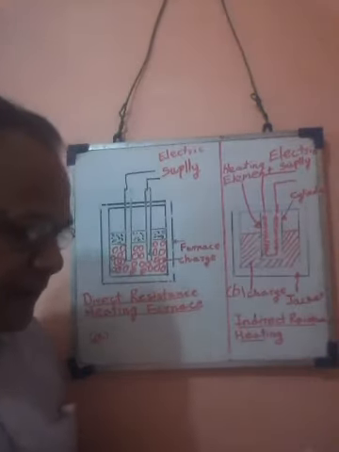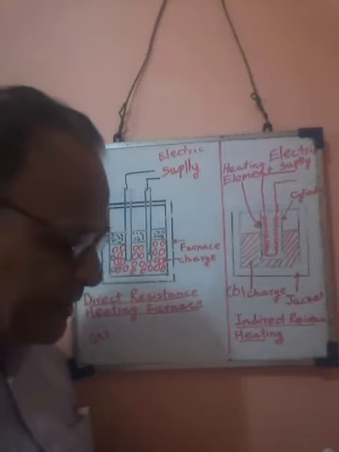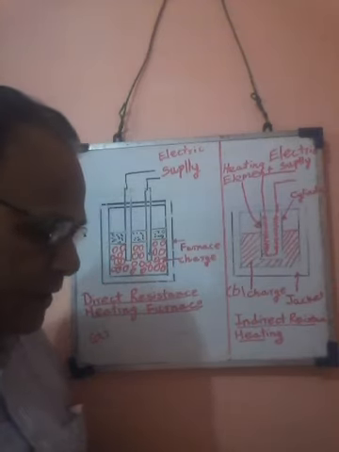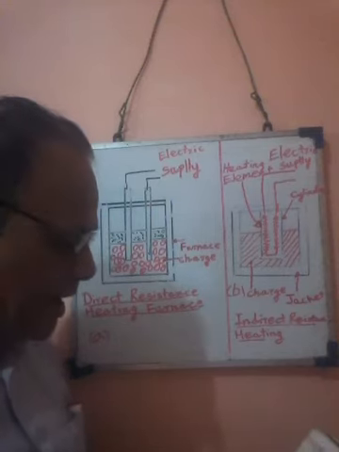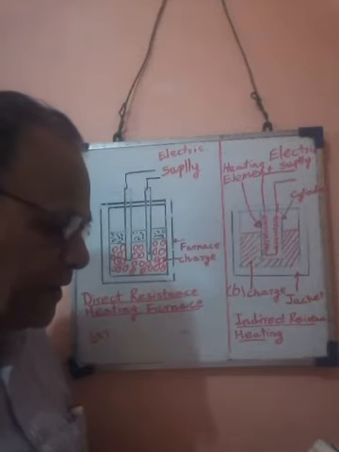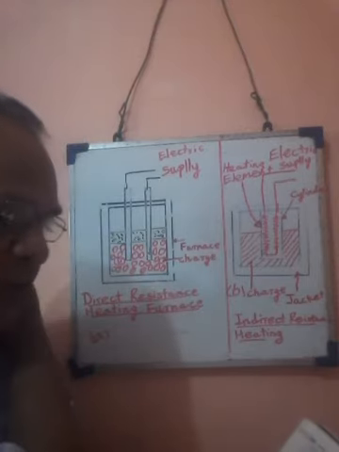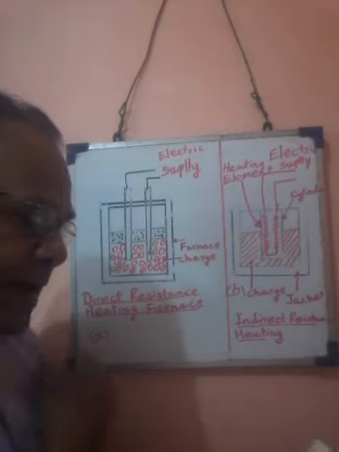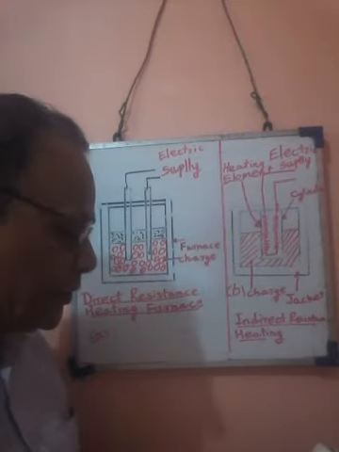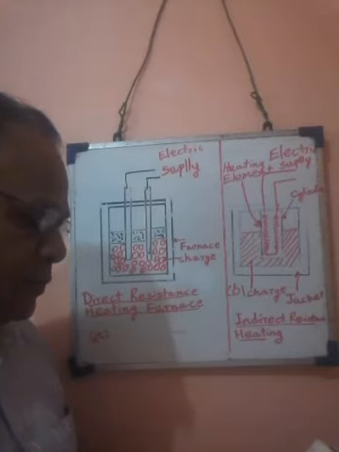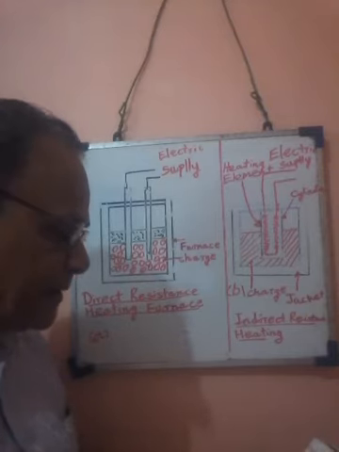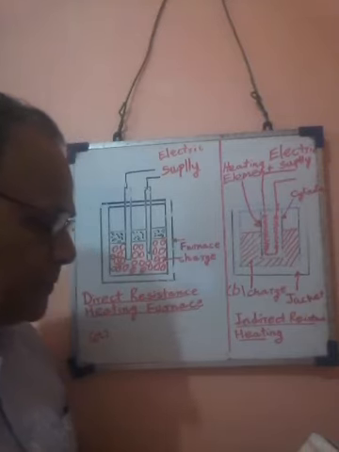Today we are going to discuss resistance heating. Earlier I told you it is based on the I squared R effect. That is the power equation. When current passes through a resistance, I squared R loss takes place, which produces heat.